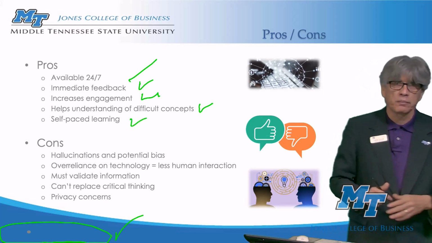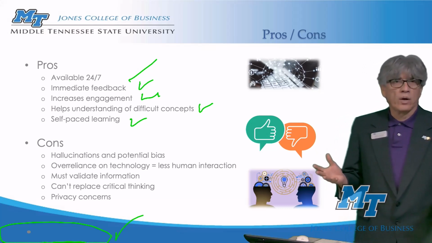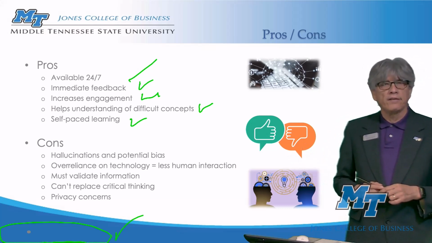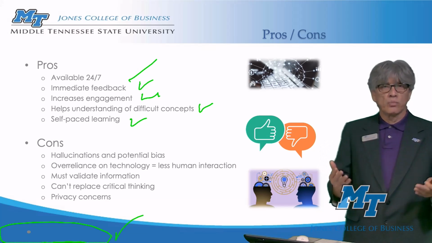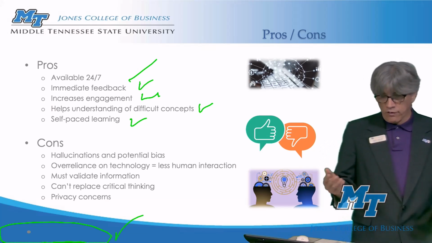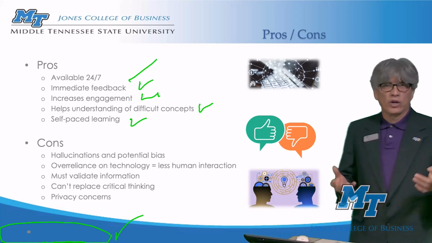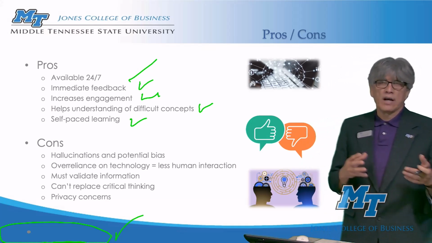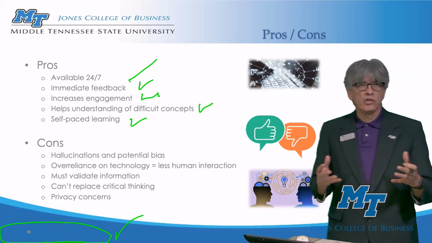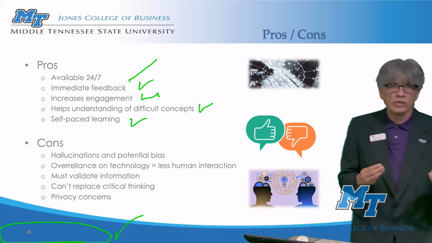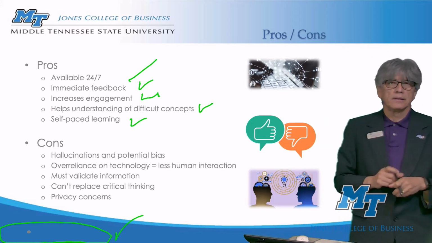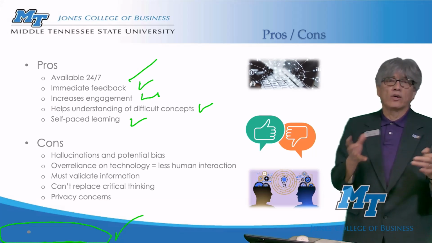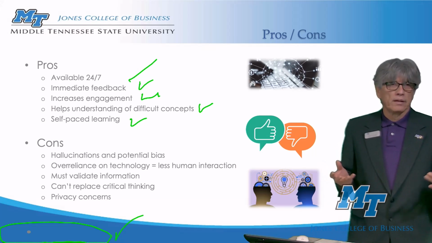Self-paced learning, self-explanatory. What are the cons? We all know about the bias and the hallucination issues that AI has, so that's something important that you need to communicate to students. Over-reliance on technology and less human interaction. Now, if this is for a face-to-face class, you probably want the students to interact with you instead of the AI chatbot, but you can also add it to the class.